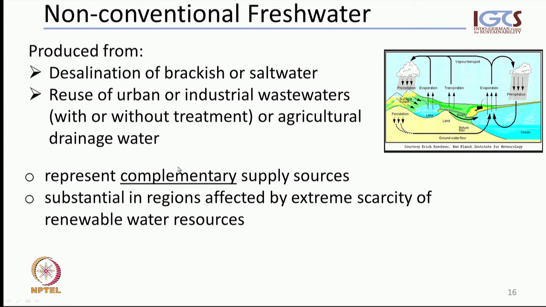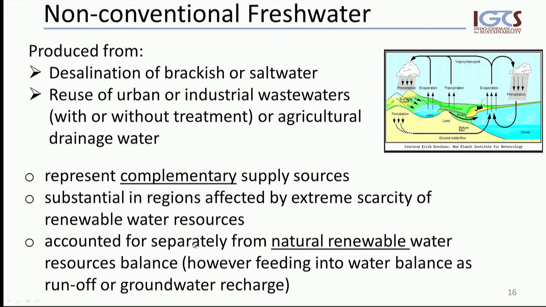freshwater supply source. It has become very important in some regions which are affected by extreme scarcity of renewable water resources. This non-conventional freshwater has to be accounted for separately from our natural renewable water resource balance, from our freshwater cycle, although it eventually will be feeding back into our freshwater cycle in the form of wastewater. It will generate runoff and it will potentially recharge our groundwater.